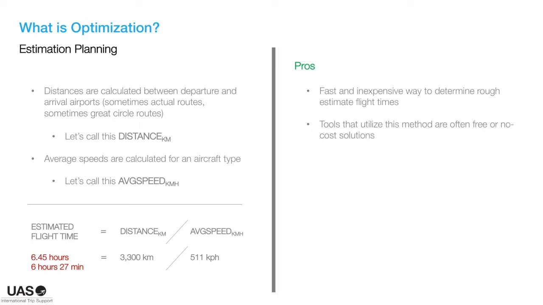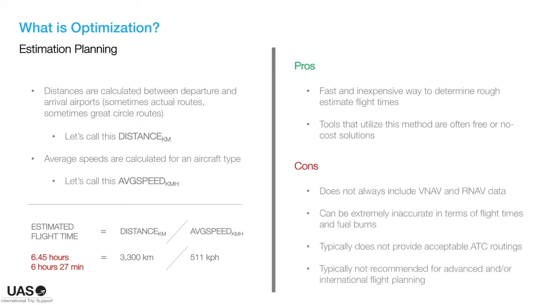However, there are drawbacks for using this type of planning. First of all, typically these routes don't include any horizontal or vertical navigation data. They can be extremely inaccurate in terms of flight times and fuel burns, and they typically don't provide acceptable ATC routings. And as such, they're typically not used in advanced or international flight planning.